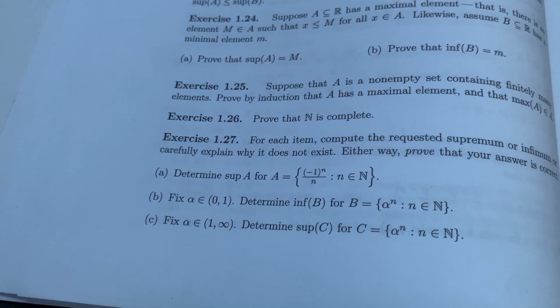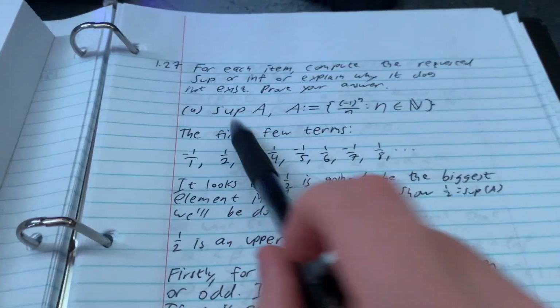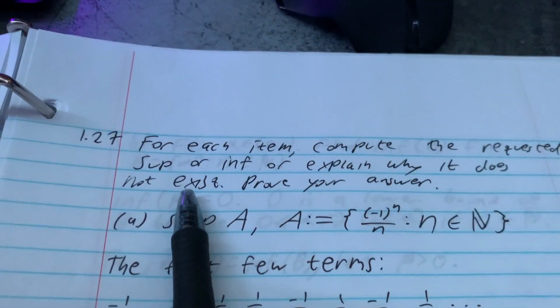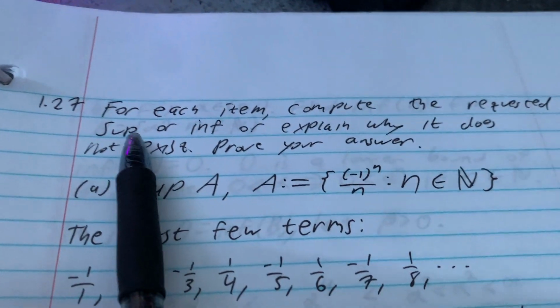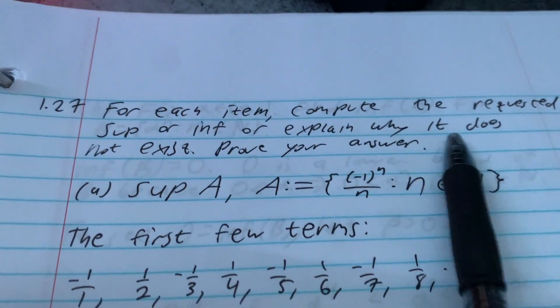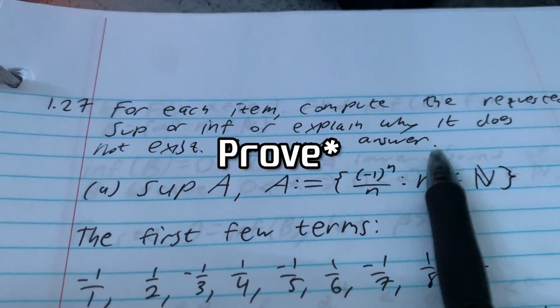So let's hop to it. We're starting out with 1.27. For each item, compute the requested supremum or infimum, or explain why it does not exist. Provide your answer.